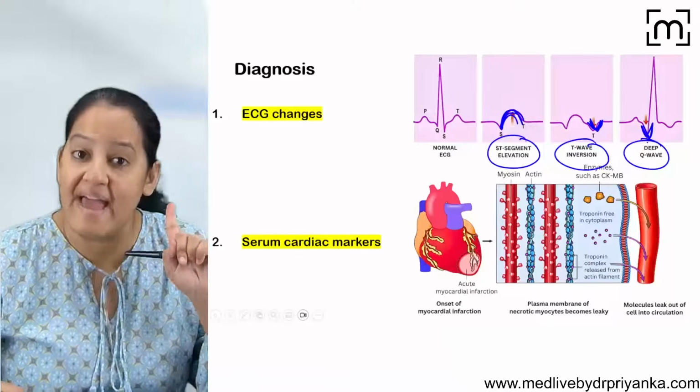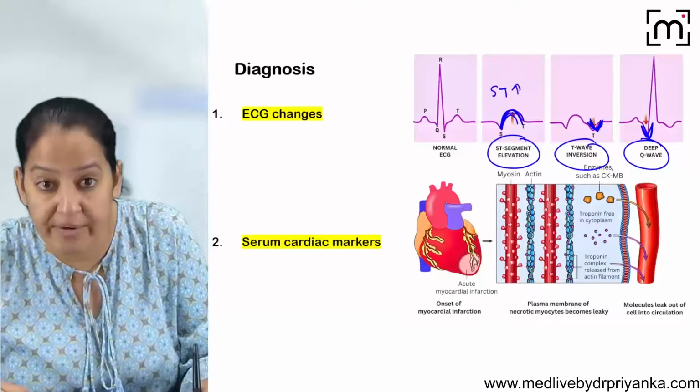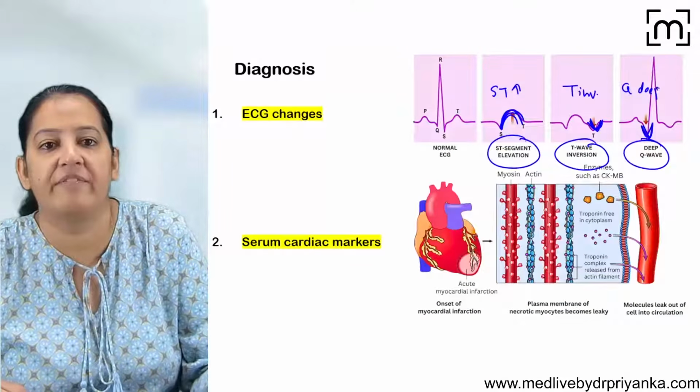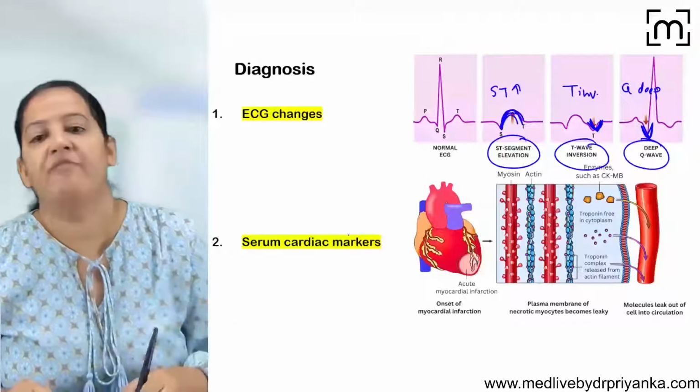What are the 3 things? ST elevation, you can see and you have to draw it. T inversion, T wave inversion and deep Q wave. You have to draw it. Okay. And what you will see in the cardiac markers, I told you now.